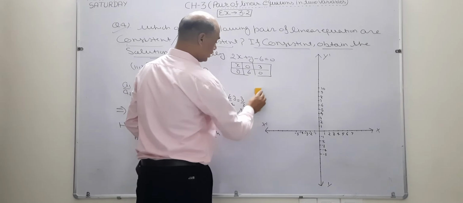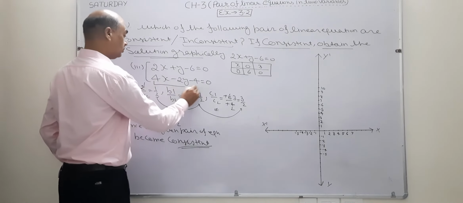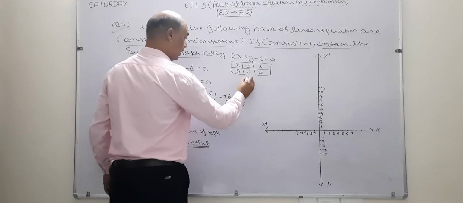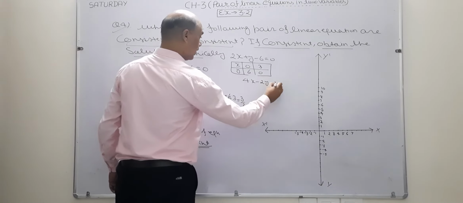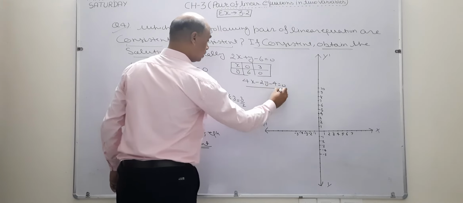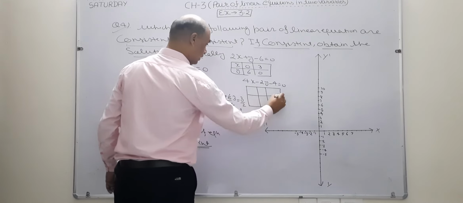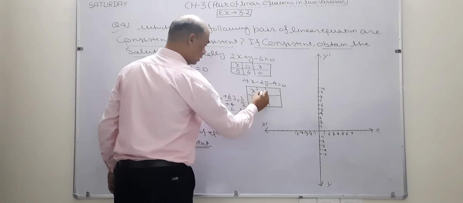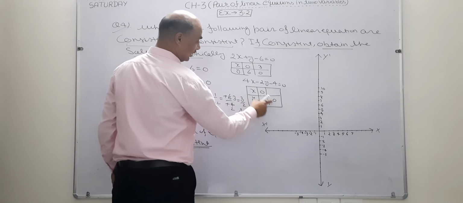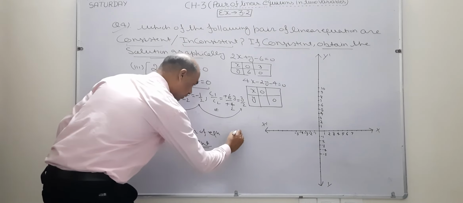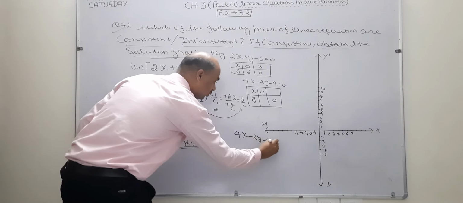Now, I am going to make the table of the second equation. What is the second equation? This one is the second equation: 4x minus 2y minus 4 equal to 0. This is the table. Again, I am going to use the same method. First time I take x as 0 and second time I take y as 0, diagonally. I write down the equation again: 4x minus 2y minus 4 equal to 0.